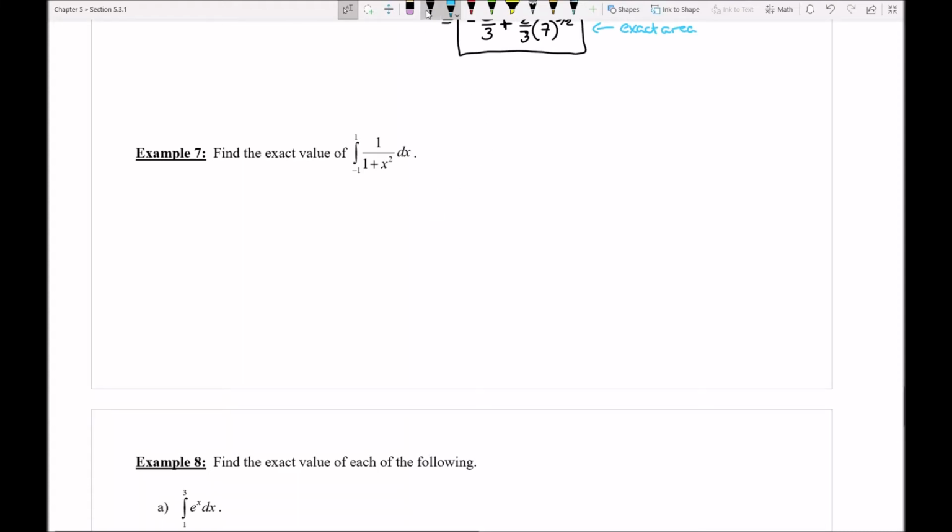Now let's take a look at example 7, and this is a question that we actually posed in the very first section of notes in this class. How do I find the exact value for the area under the curve of 1 over 1 plus x squared from negative 1 to 1? Well, now with the introduction of fundamental theorem part 2, this is easy.